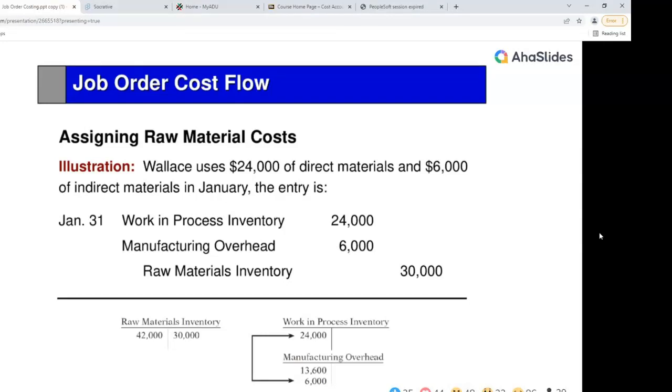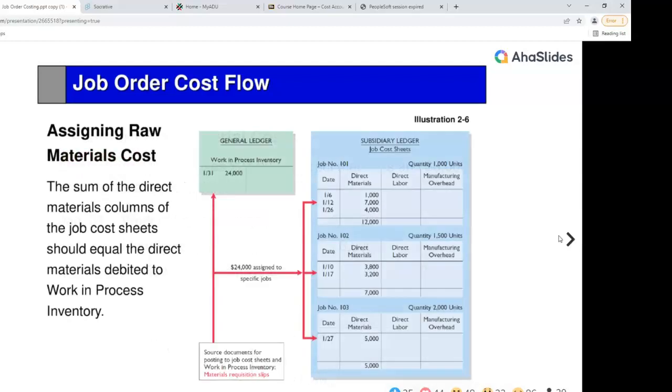And it's posted here, and there's already 13 in manufacturing overhead, so another 6. So you see, we're going to accumulate the actual manufacturing costs on the debit side of the manufacturing overhead account. And that's how I handle raw material. And of course, that 24,000 would have gone to job 101, 102, 103. I'll show you that later. No, I'll show it to you now.